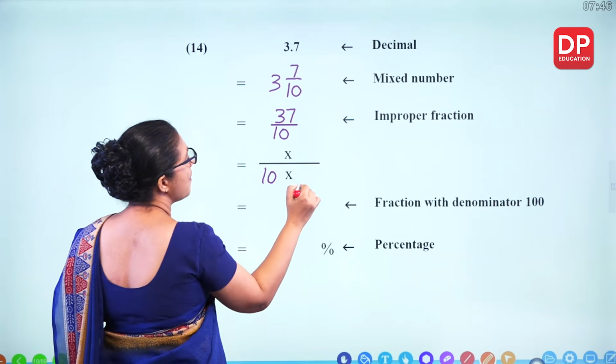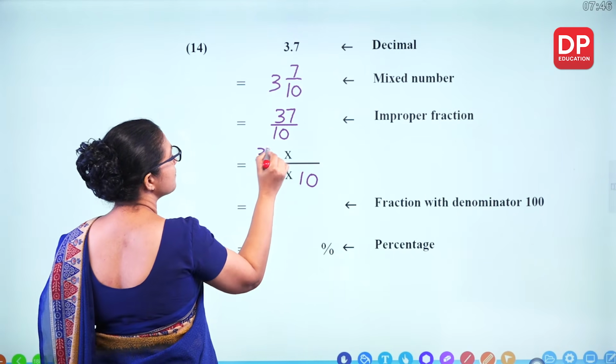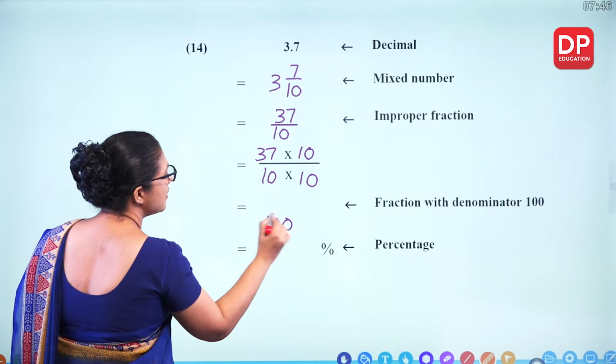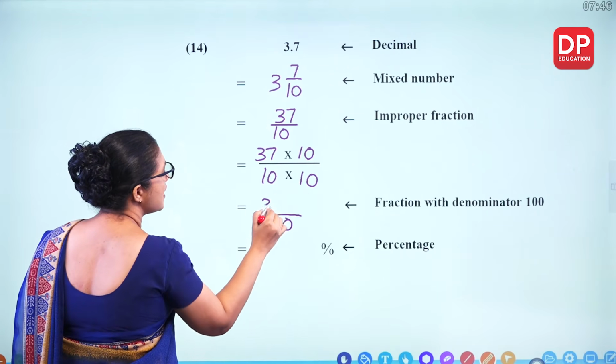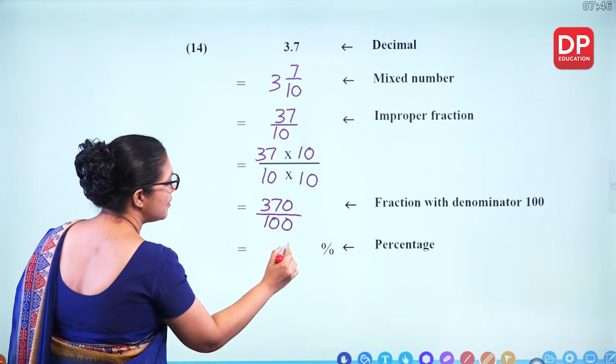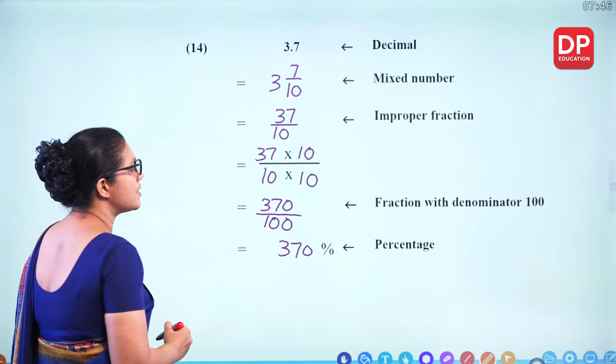Now convert the denominator to 100. You multiply by 10. So 10 times 10, 100. 37 times 10, 370. So what's the percentage value? 370%.